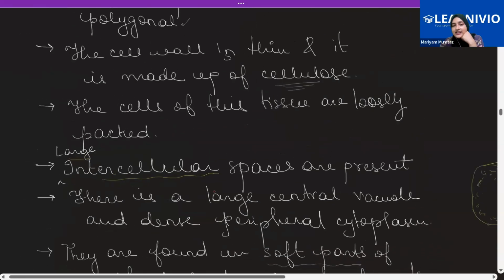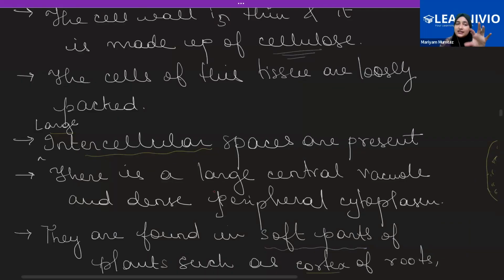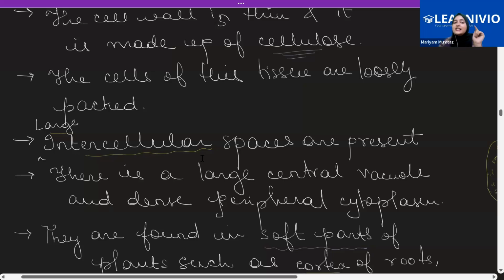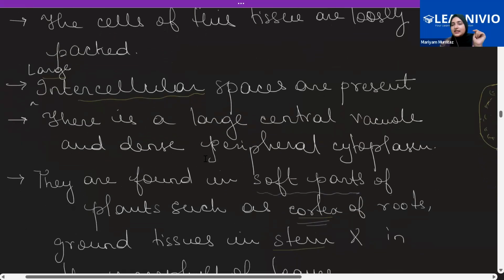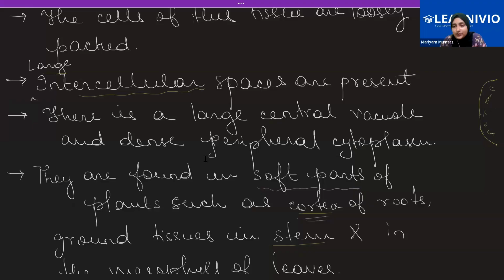Now, the cells present in the parenchyma tissue are loosely packed. They're not tightly arranged. And since they are loosely packed, large intercellular spaces are present in between. A huge amount of intercellular spaces are found between the cells. Inter means in between, cellular means the cell. So the spaces in between the different cells are called intercellular spaces. These intercellular spaces are abundant. They are very huge.